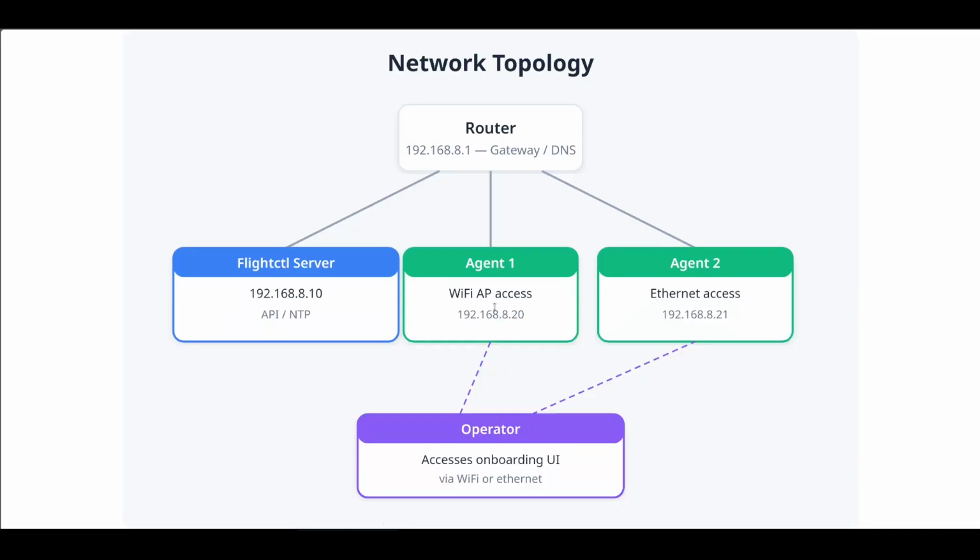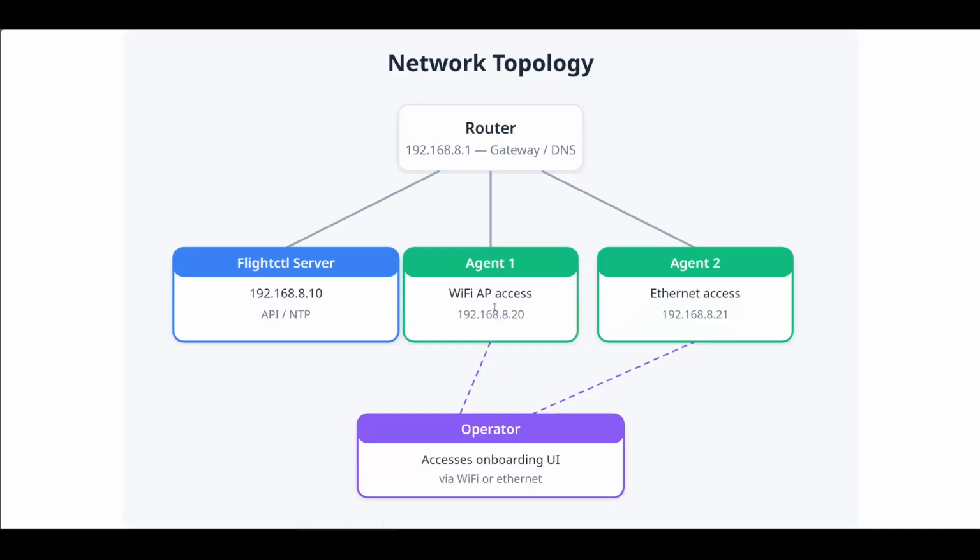Depending on configuration, you can configure a Wi-Fi access point so that the operator can join a network that the agent is broadcasting. There's also Ethernet, right? If your devices just have Ethernet, you can plug that into the operator's laptop or whatever and configure it that way. So in this particular instance, the first agent is going to be running a Wi-Fi access point. The second one will be running an Ethernet access point.